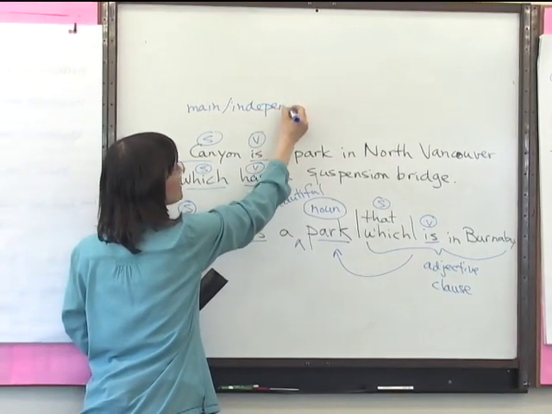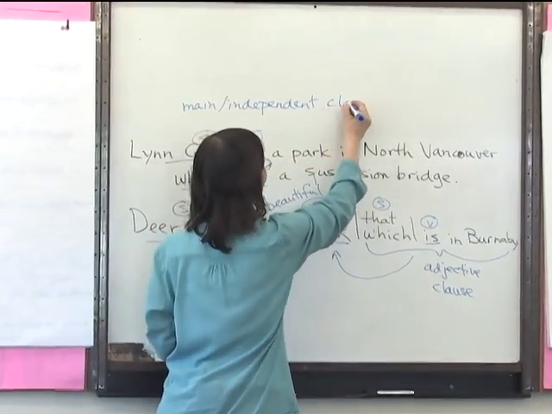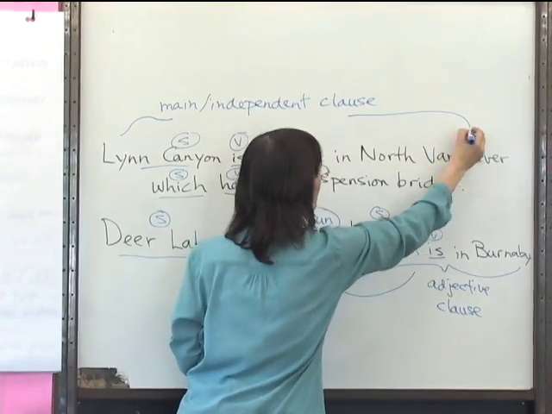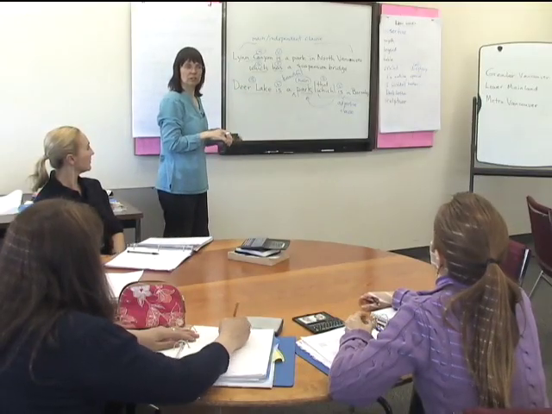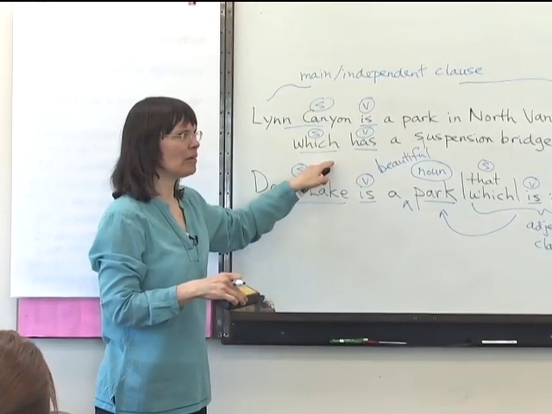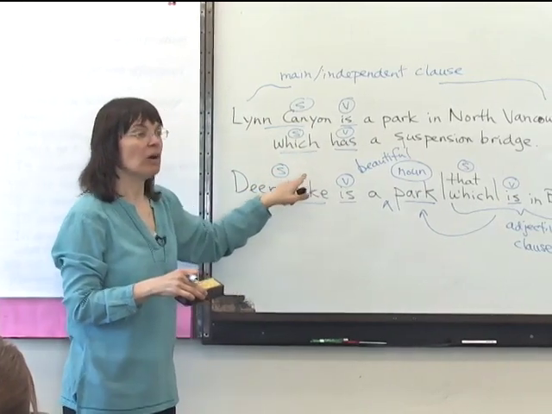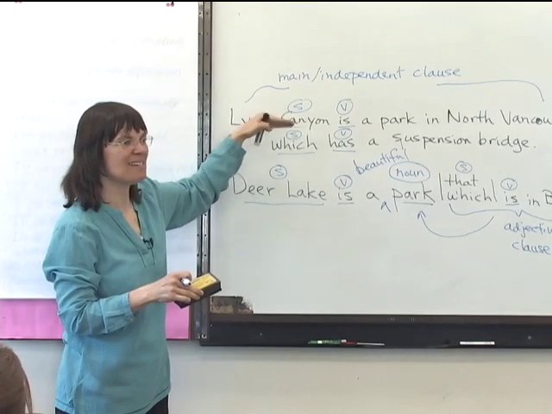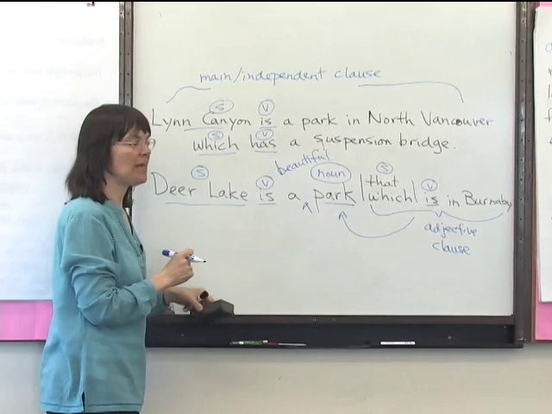And what's the opposite of independent? Dependent. That's right. So, which has a suspension bridge? Is that a good sentence alone? No, because when I see that, I'm thinking, what which? I don't know what it's about. So this part is dependent. It depends on the other clause. It needs the other clause. So an adjective clause is always a dependent clause.